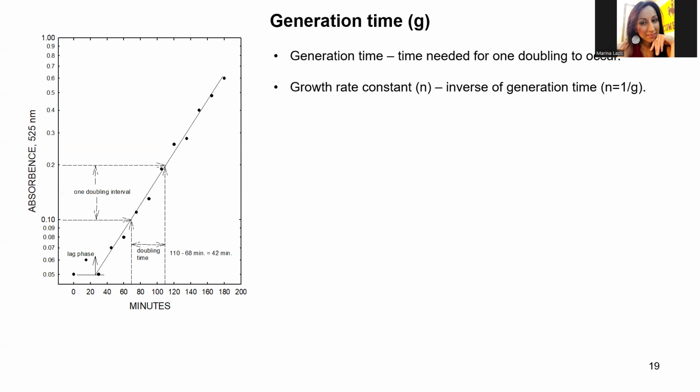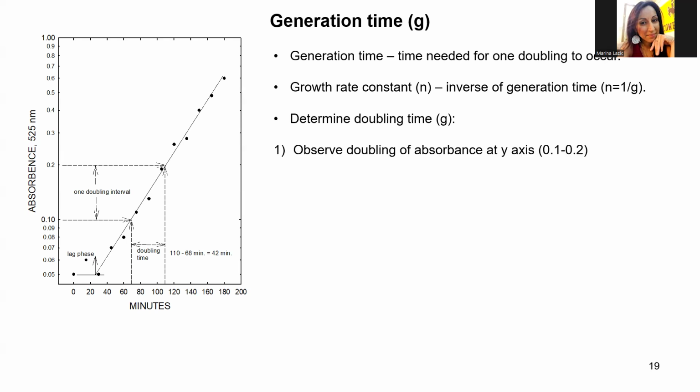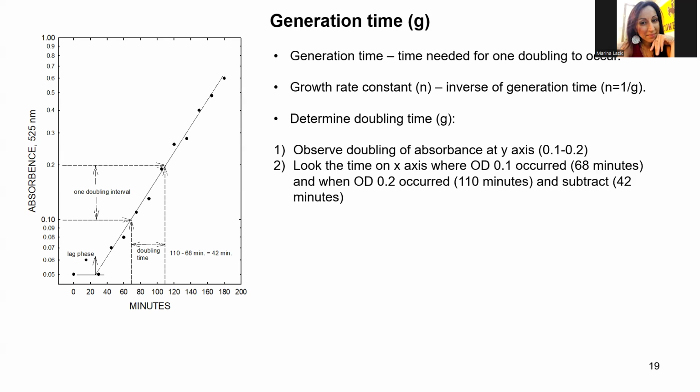How will you determine generation time, or how many minutes or hours you need for cells to double? For E. coli, it's usually 20 minutes. For methanotrophs, it's 12 hours, but it really depends. So what you need to do is to observe the doubling absorbance on the y-axis, which is here. So doubling absorbance is like 0.1 to 0.2. That's where doubling happened, because 0.1 times 2 is 0.2. And then you look at the x-axis to see when that OD occurred. The beginning occurred at 68 minutes, so 0.1 was at 68 minutes, and then doubling occurred at 110 minutes. So 110 minus 68 is 42 minutes. So 42 minutes is literally what is needed for this bacterium to double.